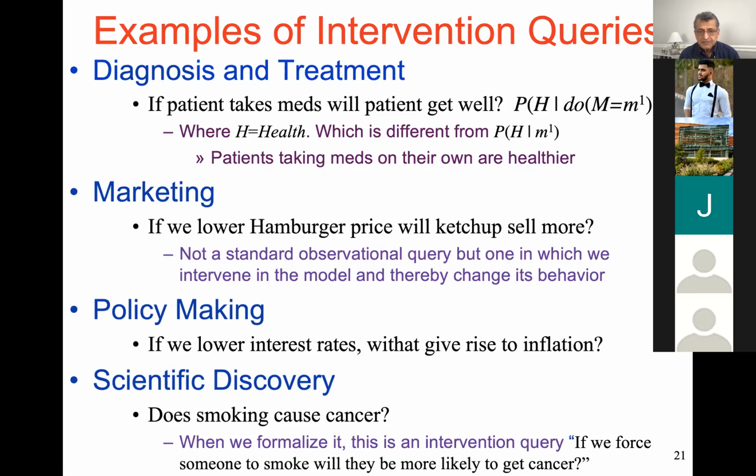Marketing. If we lower the hamburger price, will ketchup sell more, right? And hamburgers and ketchup go together, I suppose. Not a standard observational query, but one in which we intervene in the model and thereby change its behavior. We have a complex network about item prices in a grocery store. We're asking about what would happen if we did something like hamburger price is lowered. Policy making. If we lower interest rates, will that give rise to inflation?